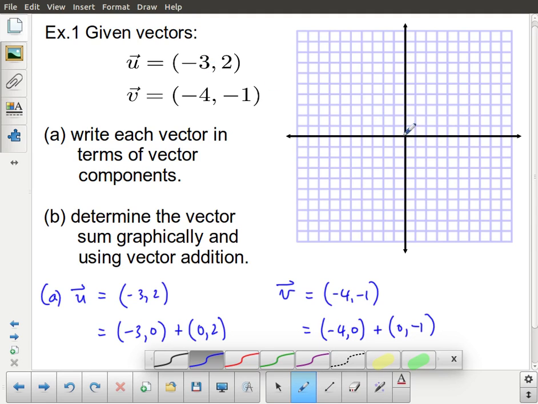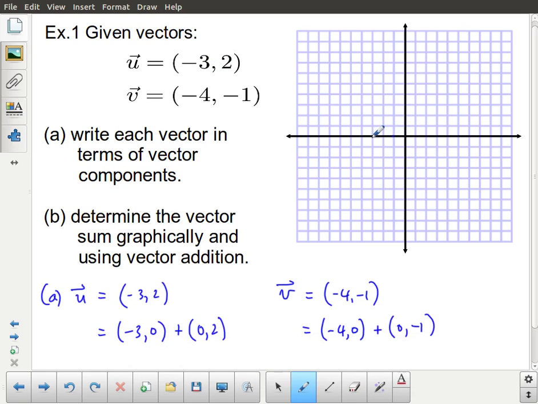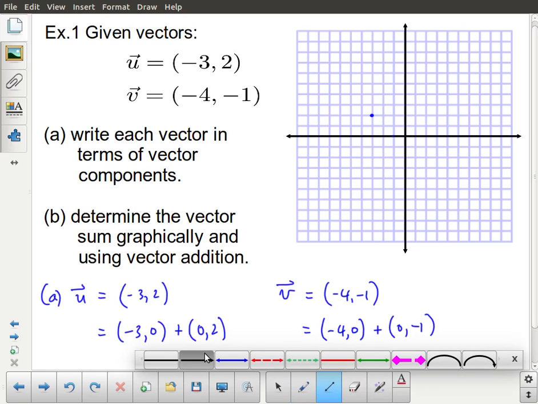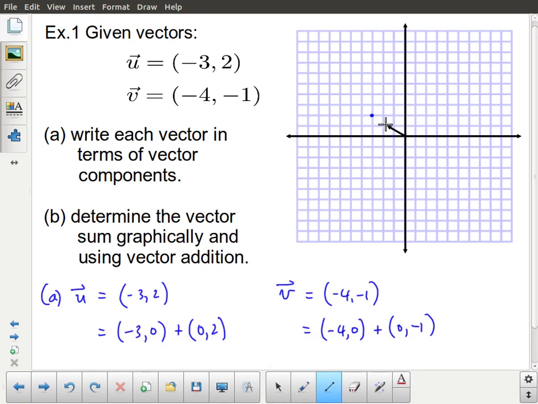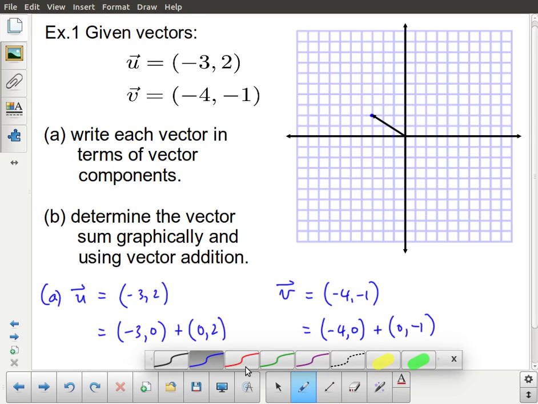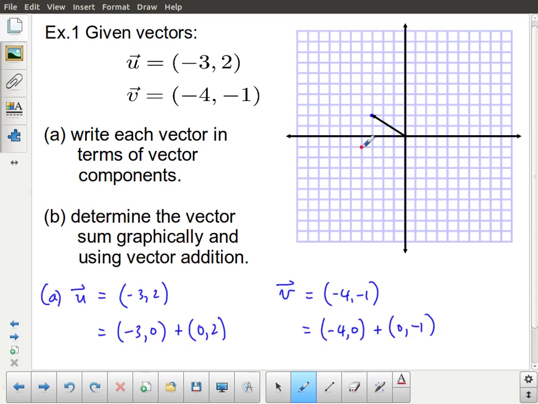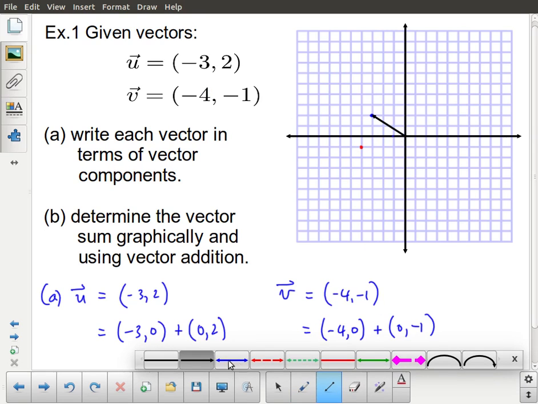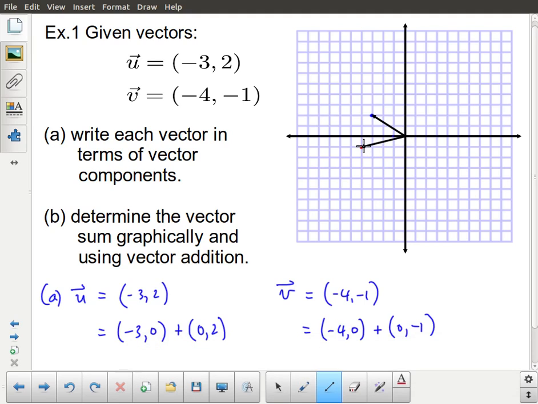So let's go ahead and put on (-3, 2). So -1, -2, -3, and then up 1, 2. That puts a point there. And then I can draw the vector to that point. It's going to look like that. Then I take another point, which is (-4, -1): -1, -2, -3, -4, and down 1. And I'm going to draw the position vector from the origin to there.